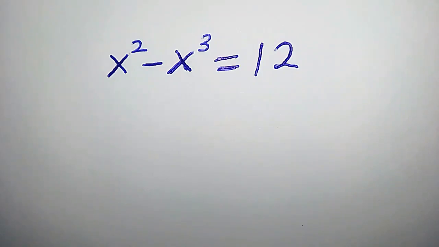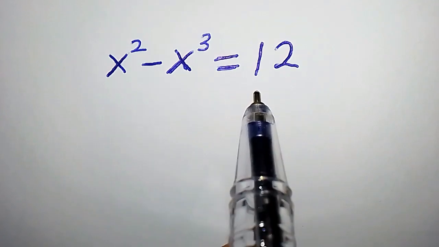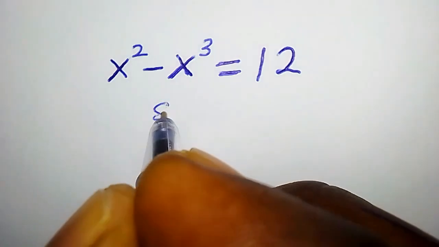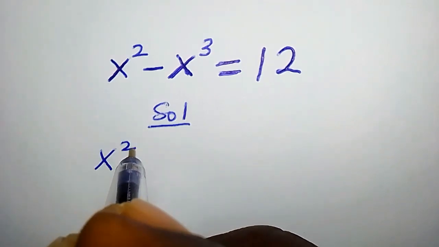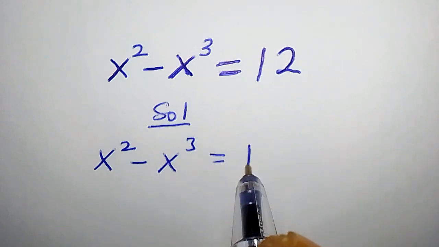Hello, in this video, we are going to be solving a nice algebra problem. x to the power of 2 minus x to the power of 3 is equal to 12. Without further delay, let us begin. Solution. The question is x squared minus x cubed equal to 12.